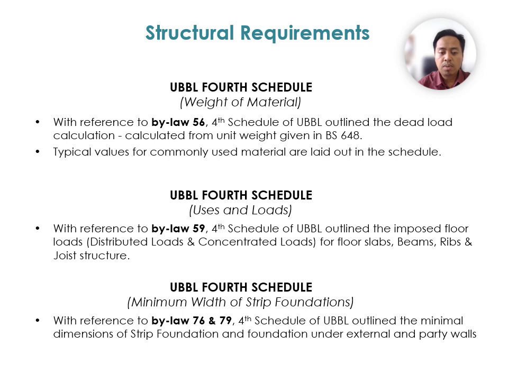Next, there is a column on the users and the loads. With reference to Bylaw 59, the Fourth Schedule of UBBL outlines the imposed load, which is the distributed load or UDL, and the concentrated load or CL, for structural elements like floor slabs, beams, ribs, and joist structure. The last column under the Fourth Schedule is in regards to minimum width of strip foundations. With reference to Bylaws 76 and 79, the Fourth Schedule of UBBL outlines the minimum dimensions of strip foundations and foundations under external and party walls.